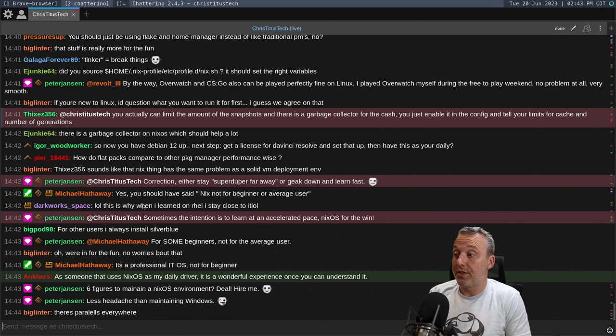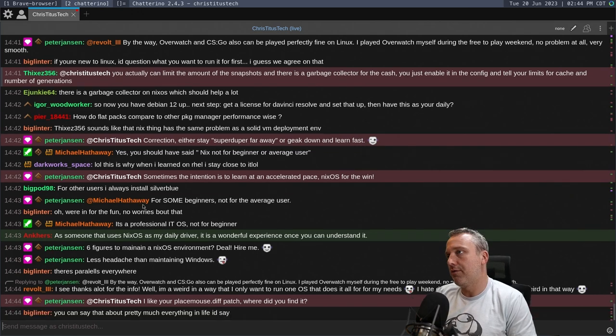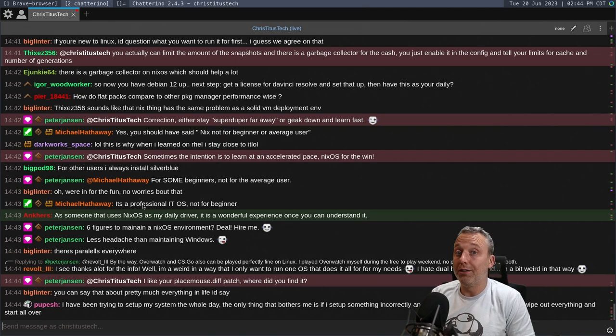And NixOS as a daily driver is a wonderful experience once you can understand it. I think you could say that about almost every operating system. It's a wonderful experience once you understand it. You could say that about almost every Linux distribution. Because once you understand something so well, it makes it so much easier for you to just do your job or get your work done. And I think that's a big thing.